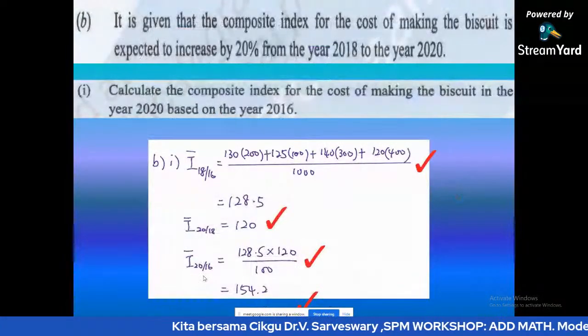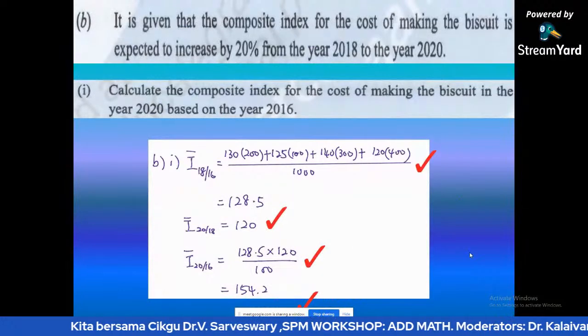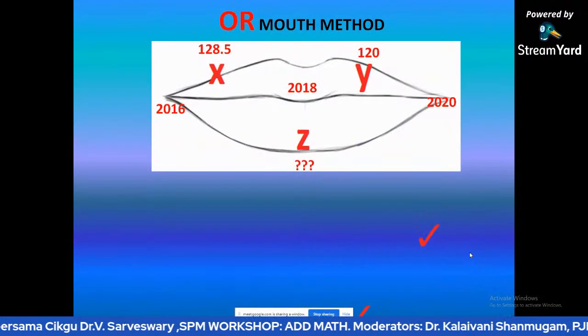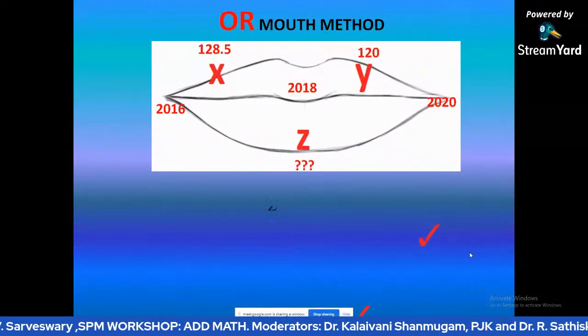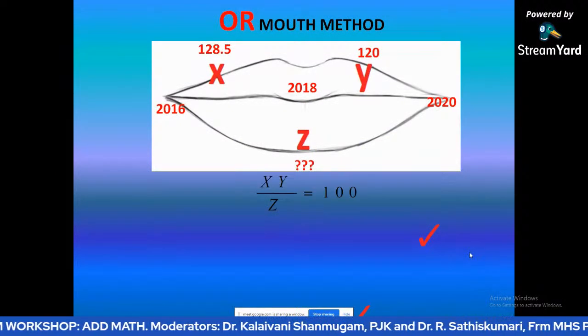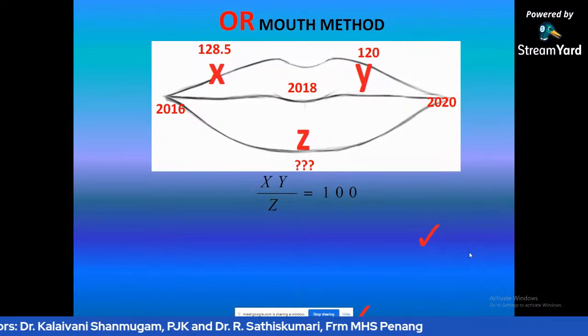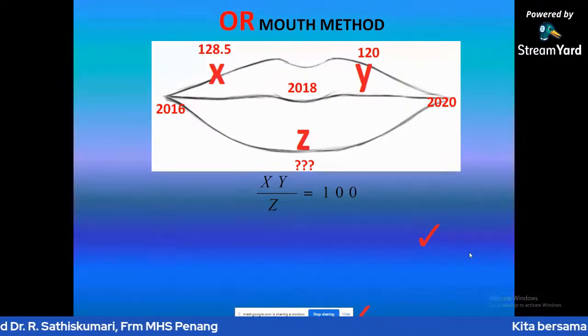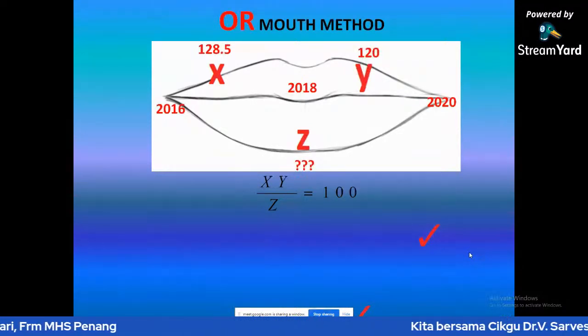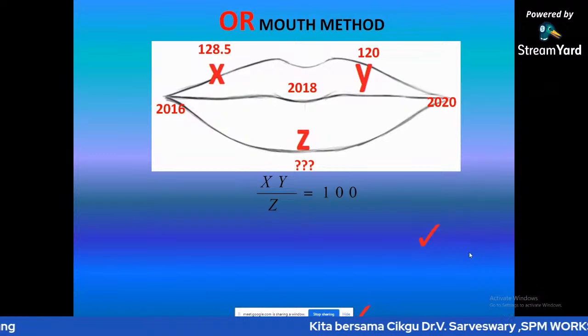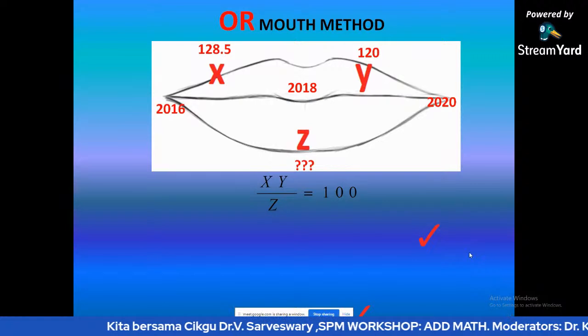Okay, all these are easy questions for you to score full marks. Another method that teacher already explained to you all, mouth method. In your index number, you always will have 3 values. First, they will talk about 2016, 2018. Okay, 2018 base year 2016. Then going to the C part, or this B2 part, or the last part of your question, they will add in another 1 year. Remember, they will add in another 1 year, 2020, for example.